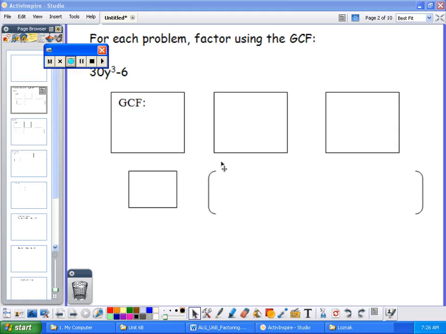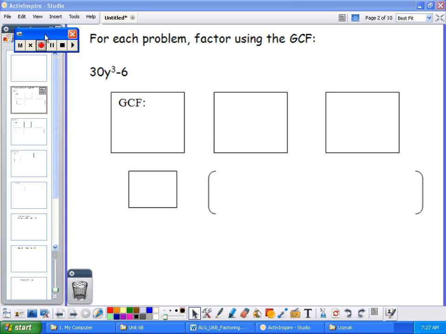Yesterday you learned how to find the greatest common factor. So what I'm going to do is go a little bit further and factor out the greatest common factor. And when I factor out the greatest common factor, it really means you're just dividing every term by the greatest common factor.